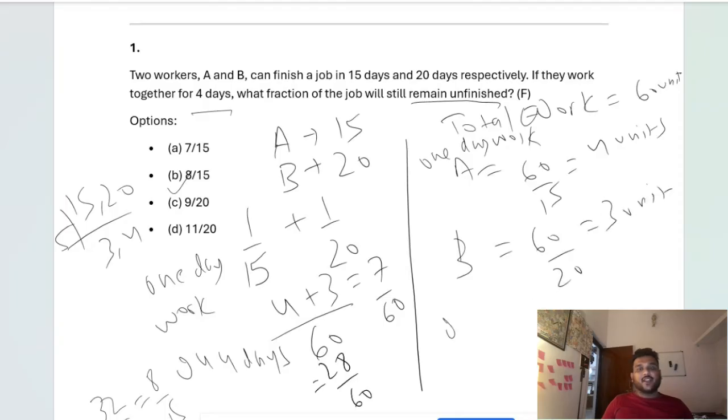Can I say in 1 day they can do 7 units of work? They did it in 4 days, so they did 28 units of work. So total work done is 28 upon 60. So total work remaining is 32 upon 60, which is again 8 by 15. Both the methods are correct, but usually we will do the first method because it's easier. And when sometimes the question demands that we take LCM because it eases the calculation, we will take this method. So priority will be the first way of solving.